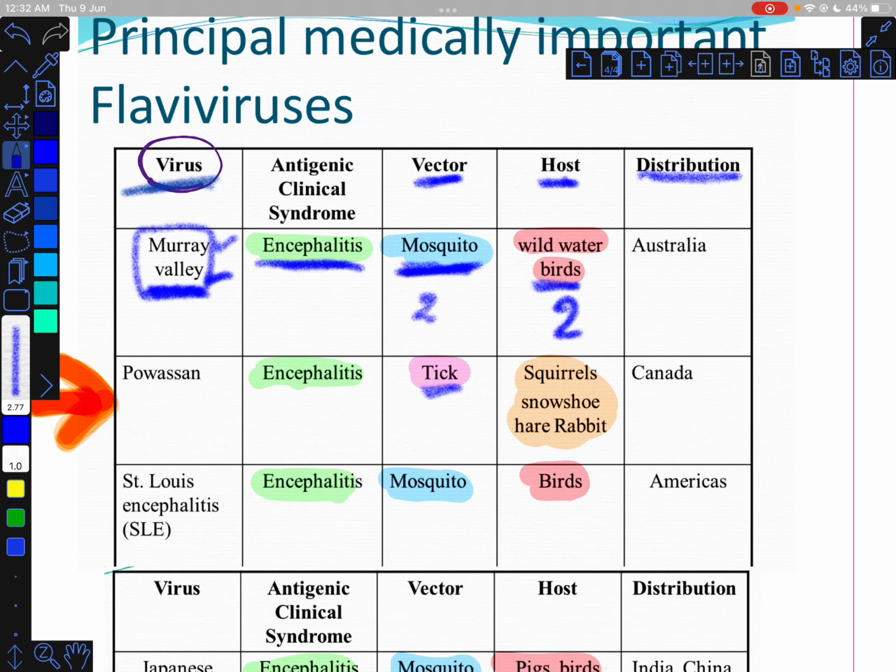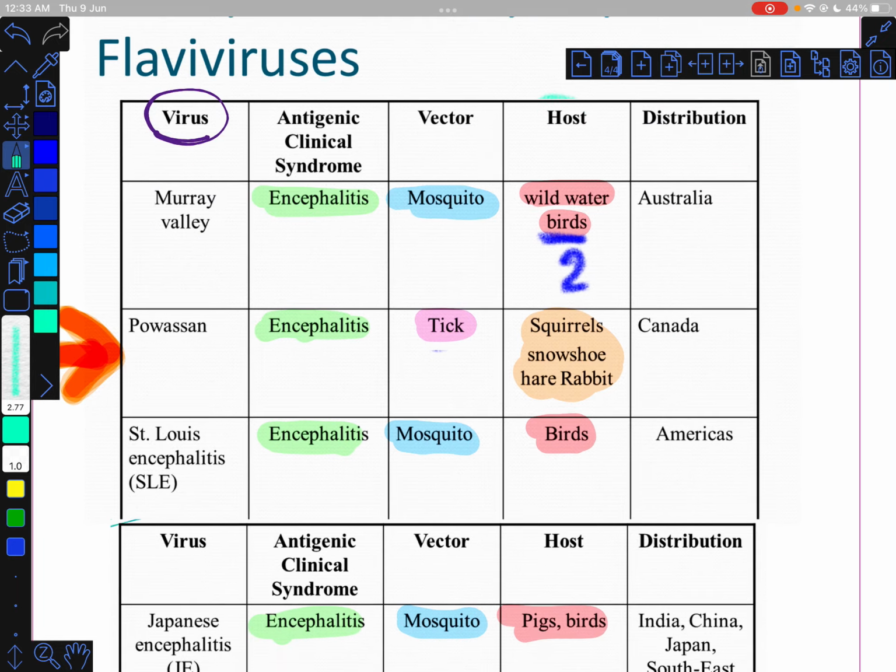So we will start with Murray Valley. As we said, the antigenic clinical syndrome, all of them will have encephalitis. The vector is a mosquito. And the host, because she lives in the village, is the wild water bird. The distribution will be in Australia. Australia has a lot of villages. Mary Valley lives in this village, with the water and the wild water bird.